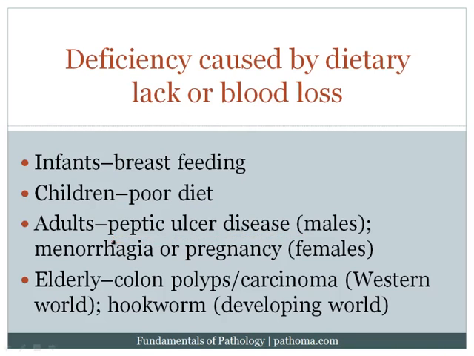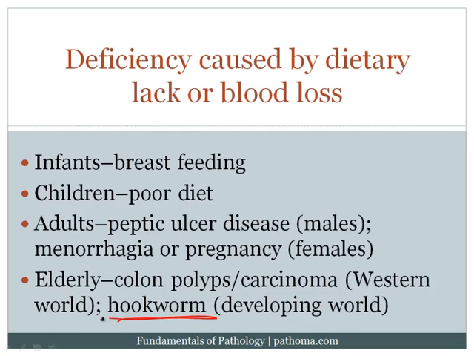And the most common cause in a middle-aged female would be menorrhagia, which is heavy menstrual bleeding, in which iron would be lost because blood is lost, or pregnancy. In pregnancy, a woman needs a large amount of iron to grow the fetus, and so these are 2 common causes in middle-aged adults. In older adults, common causes in the Western world are colon polyps or carcinoma, and in older adults, the most common cause in the developing world is actually hookworm.